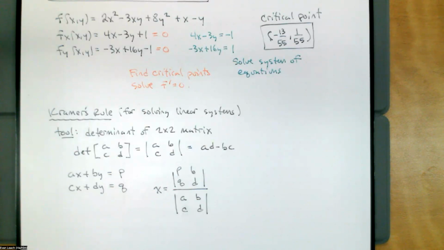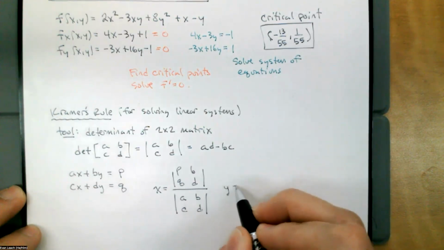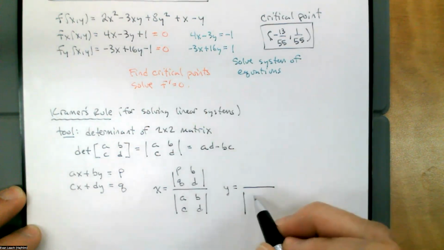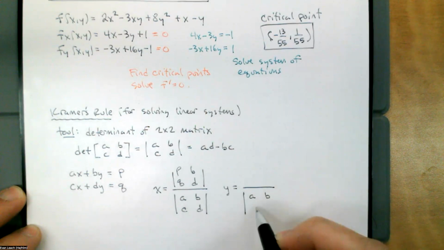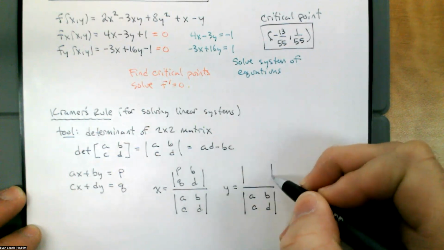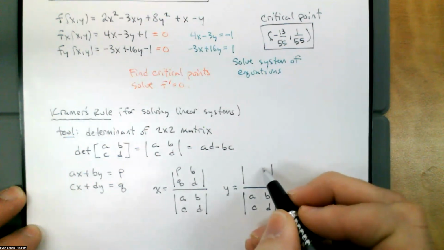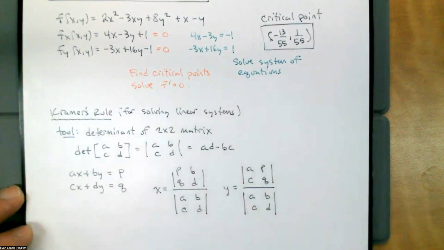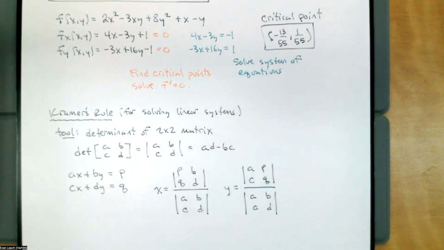To get Y, you do the same thing, only put the constants in the Y column. P, Q, B, D, because you're replacing columns. So to get Y, you take the determinant matrix and you put the constants P and Q into the Y column. Now you want to write it this way and not write over AD minus BC because you want to see where the things come from, not just a formula.